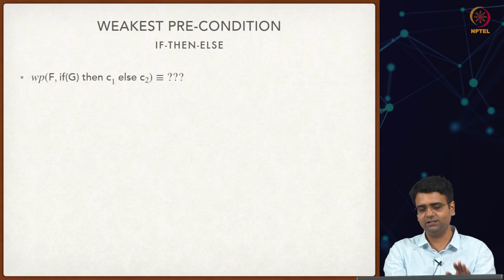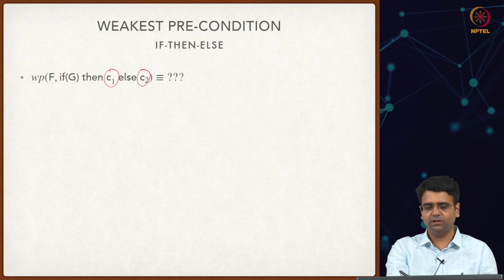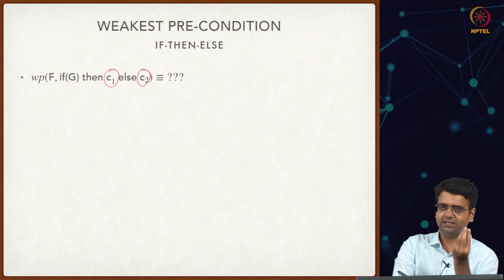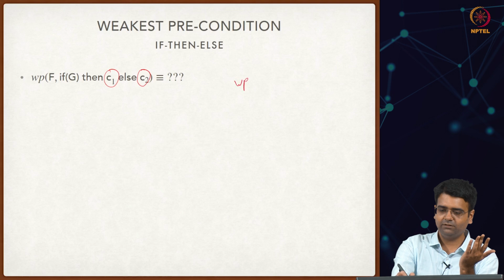So again, we want to express this using the WP of C1 and the WP of C2, right. So if you take any start state, either it satisfies G or it doesn't satisfy G. So either you will execute the if branch, or you will execute the else branch. So if a state satisfies G, then obviously the execution will proceed along the if branch. Now you will execute C1. So you want to guarantee that on executing C1 you will always end up in a state in F. That is simply weakest precondition of F comma C1.